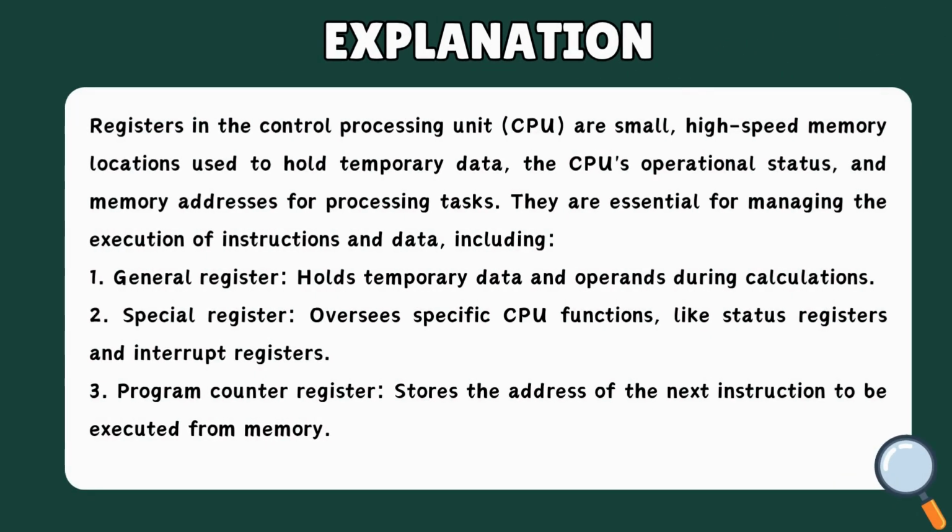Registers in the central processing unit are small, high-speed memory locations used to hold temporary data, the CPU's operational status, and memory addresses for processing tasks. They are essential for managing the execution of instructions and data, including: 1. General register. Holds temporary data and operands during calculations. 2. Special register. Oversees specific CPU functions, like status registers and interrupt registers. 3. Program counter register. Stores the address of the next instruction to be executed from memory.